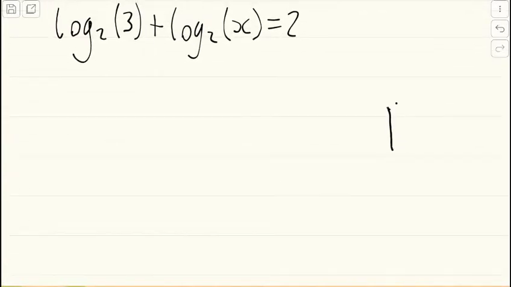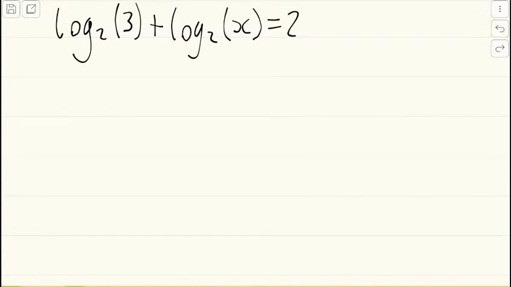Hey guys, in this video we are going to be solving some equations with logarithms in them. So we're going to be using our laws of logarithms, our ability to manipulate expressions using our log laws, of course, and our general understanding of the definition of a log. Let's look at an example right here.